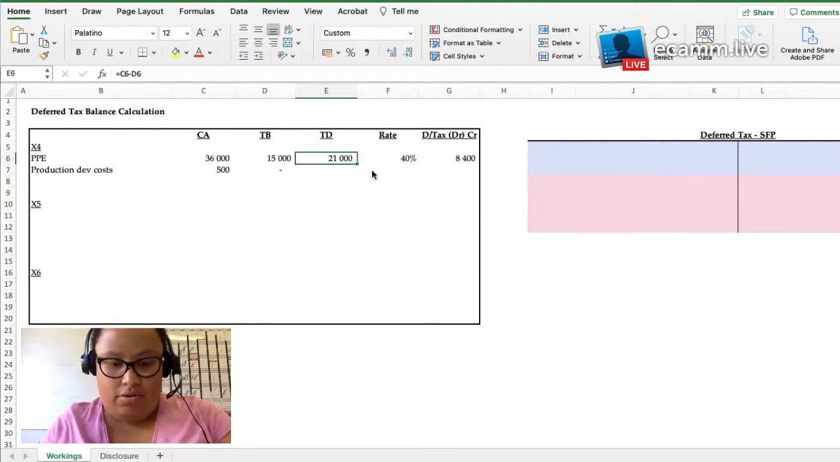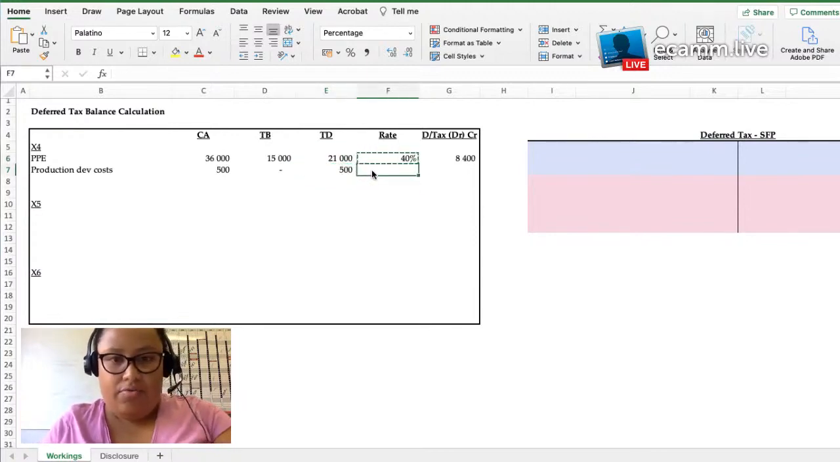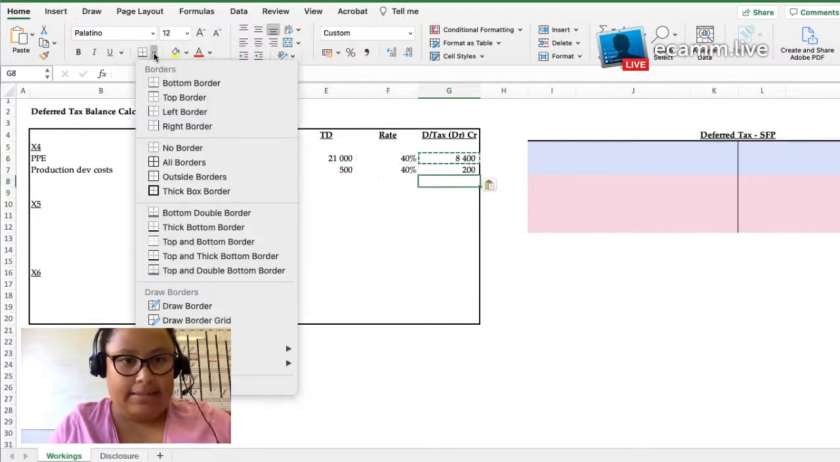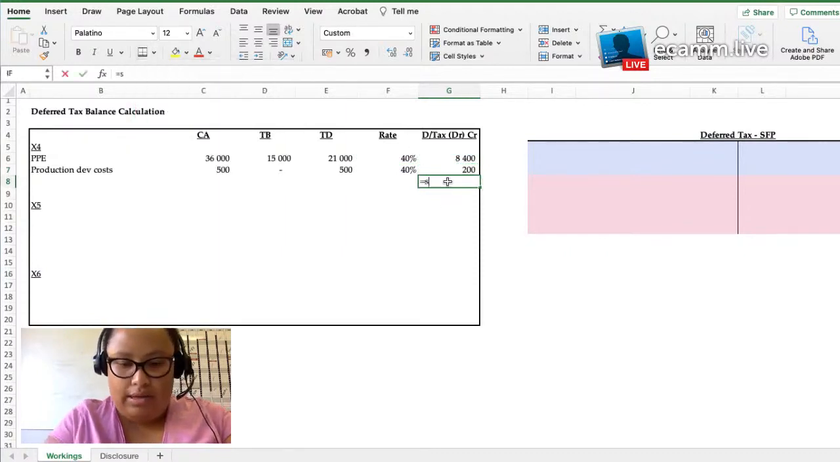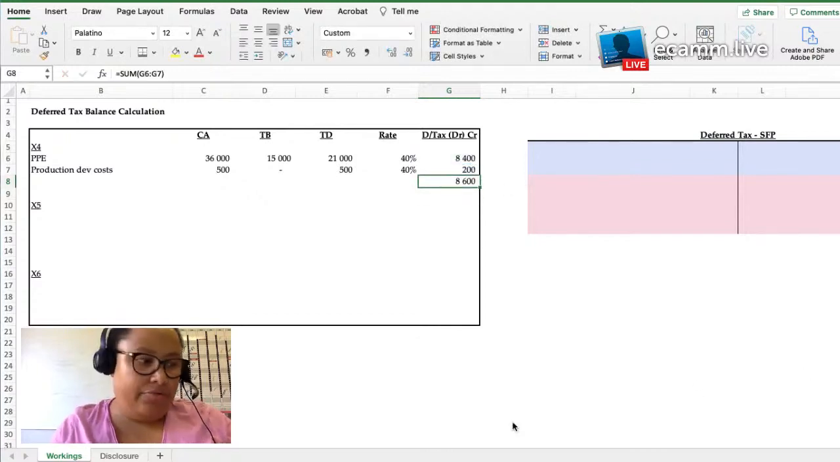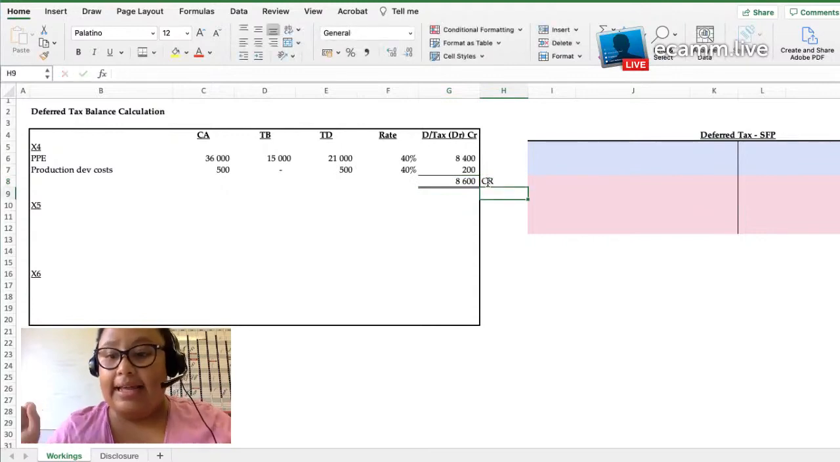Okay, so what is our temporary difference? It's 500. The rate is 40%. And then I've got over there my tax. So if I want to calculate my deferred tax balance, at that point my deferred tax is 8,600 and that is a credit balance, so it is a liability.